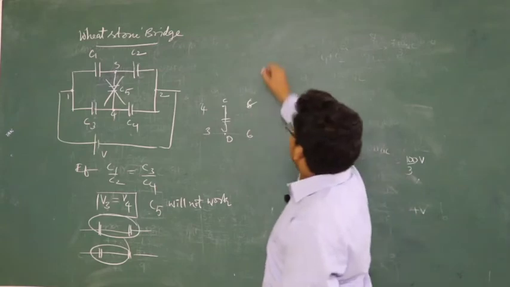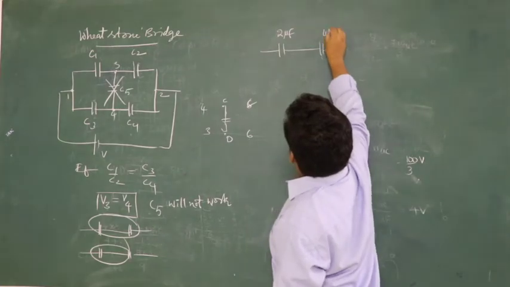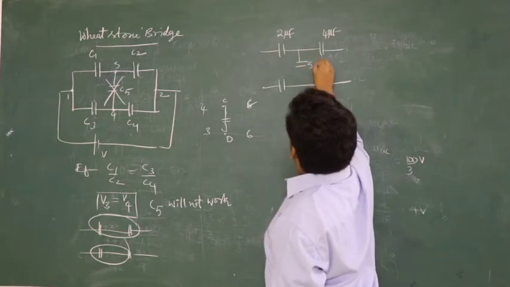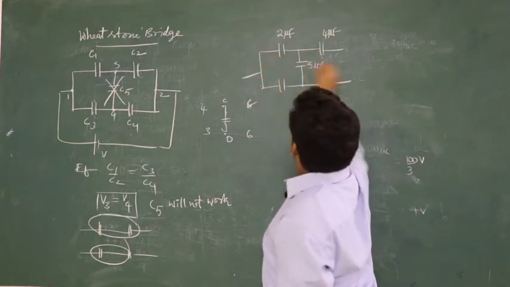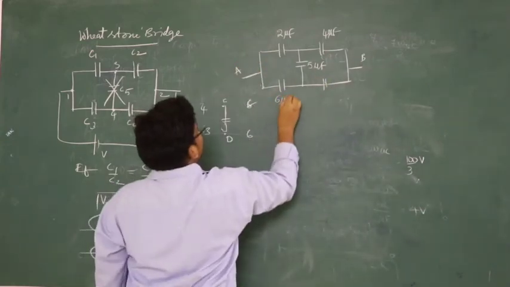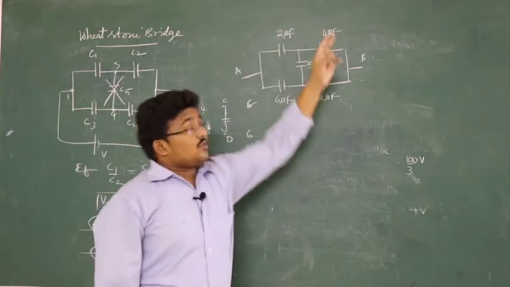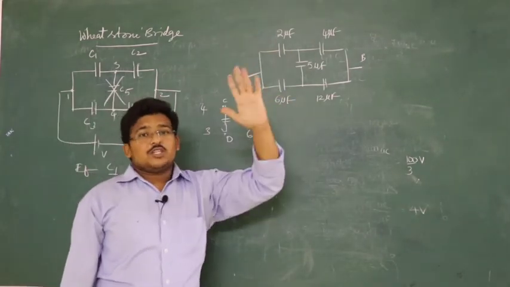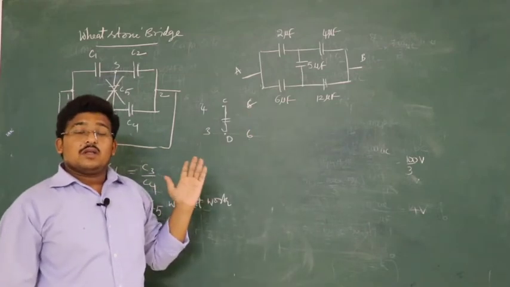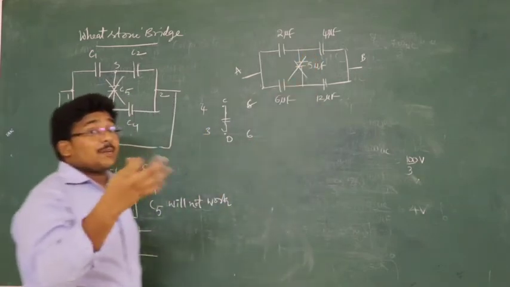Right, we will see one question like that. So simple thing. This is 2 microfarad, this is 4 microfarad, and here it is 5 microfarad. Now this is A, this is B. Now this is 6 microfarad and this is 12 microfarad. See here, what is the ratio of these two? 2:4 means 1:2. What is the ratio of these two? 6:12 means again 1:2. So it is a Wheatstone bridge. Then you can say that the bridge is balanced. It means the middle capacitor will not be there.